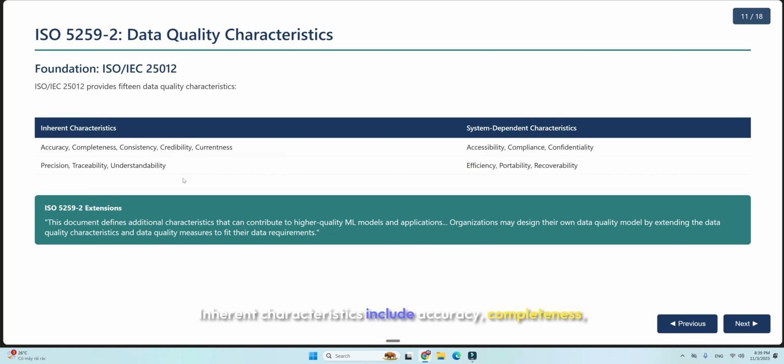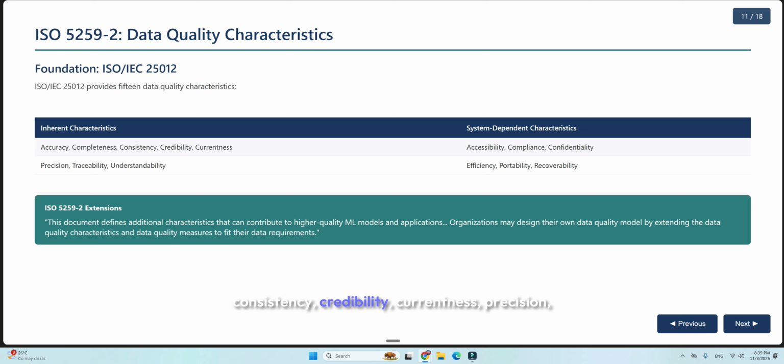Inherent characteristics include accuracy, completeness, consistency, credibility, currentness, precision, traceability, and understandability. These describe what the data is. System-dependent characteristics include accessibility, compliance, confidentiality, efficiency, portability, and recoverability. These describe how the data is managed.